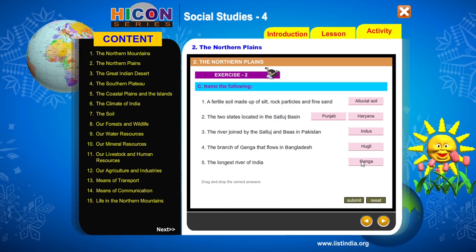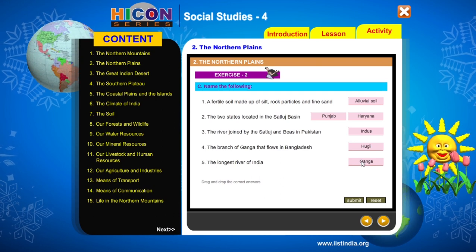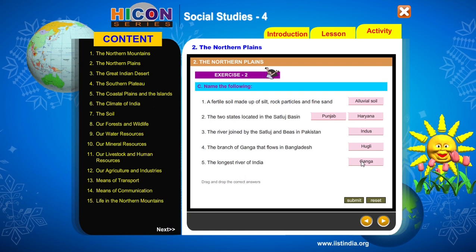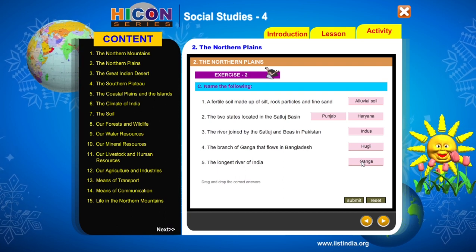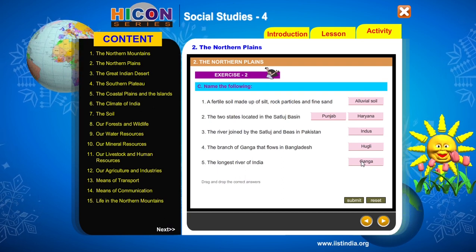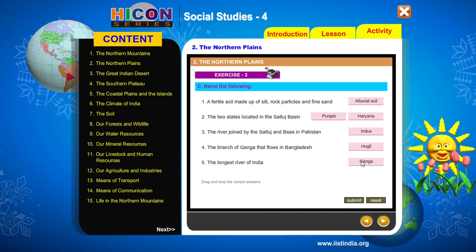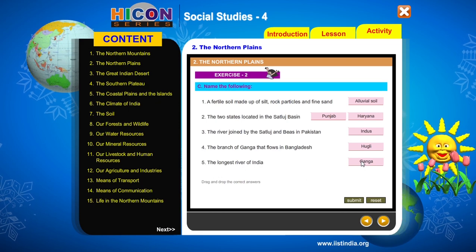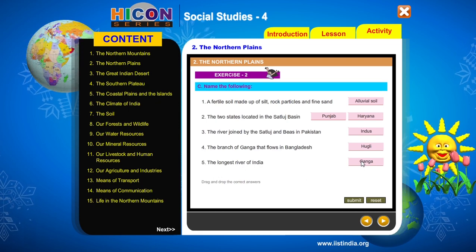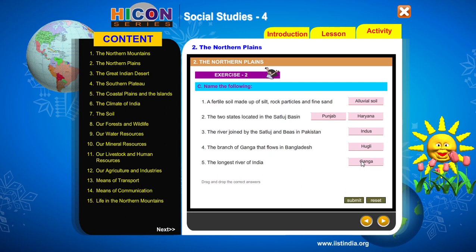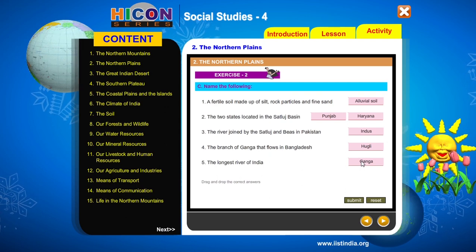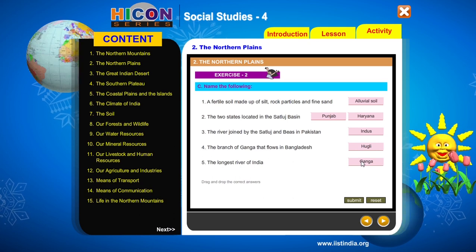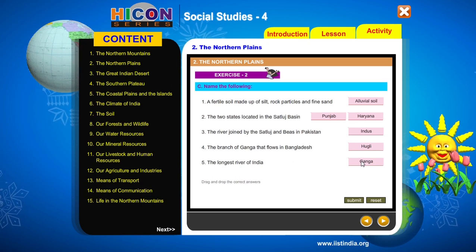Okay. Now, we have identified all the 5 descriptions given over there. We will read it once again. A fertile soil made up of silt, rock particles, and fine sand is called alluvial soil. The 2 states located in the Satluj basin are Punjab and Haryana. The river joined by the Satluj and Beas in Pakistan is Indus. The branch of Ganga that flows in Bangladesh is Padma. The longest river in India is Ganga, right?